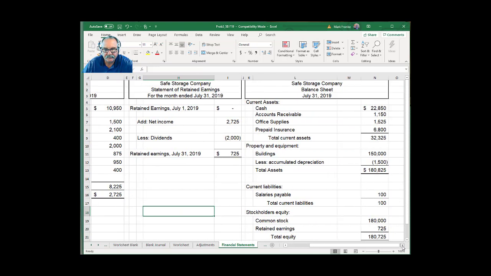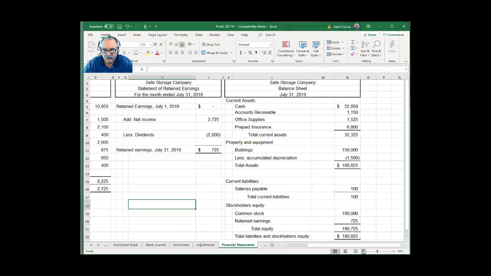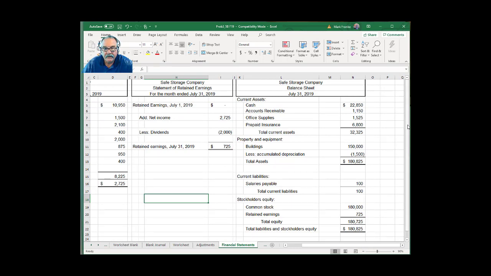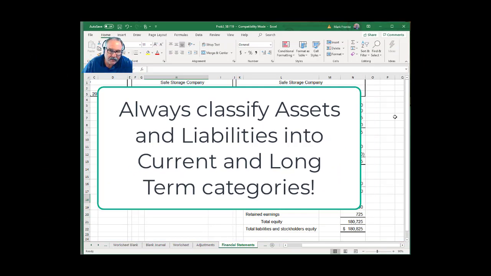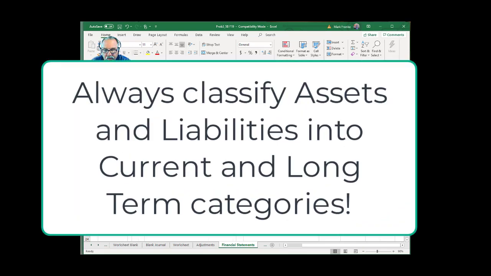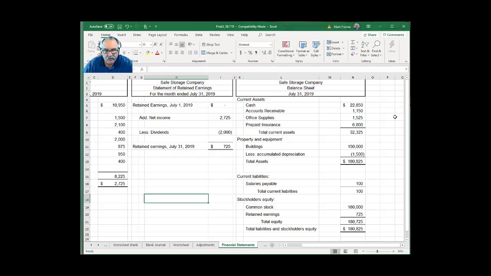And then the balance sheet has total assets of $180,825. Remember, we always have to separate the current assets from the long-term assets. That's a requirement of generally accepted accounting principles, or GAAP. And then we have one liability for salaries payable, and we have our equity section, which includes retained earnings that comes from the retained earnings statement, and our balance sheet balances. Dollar sign top and bottom.